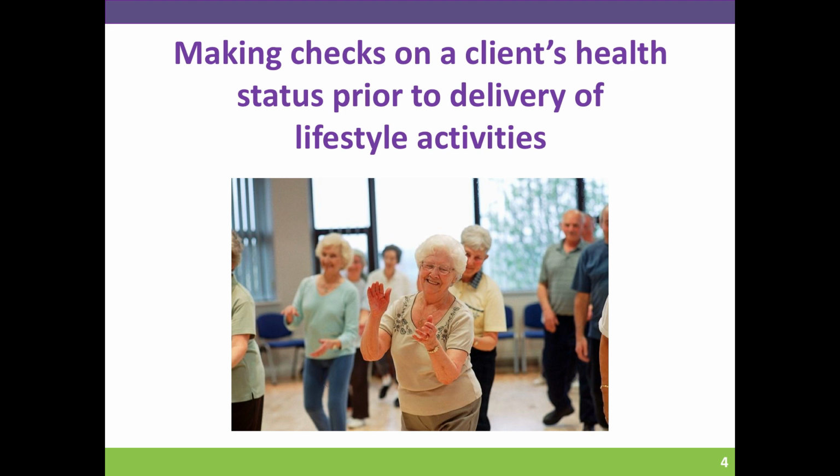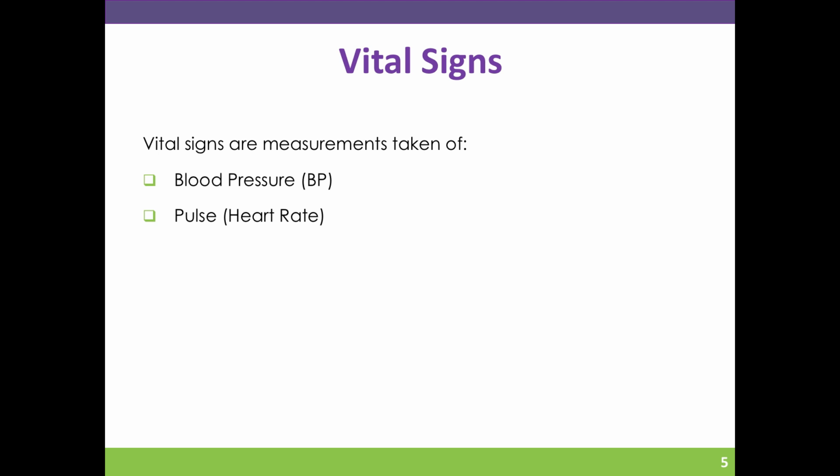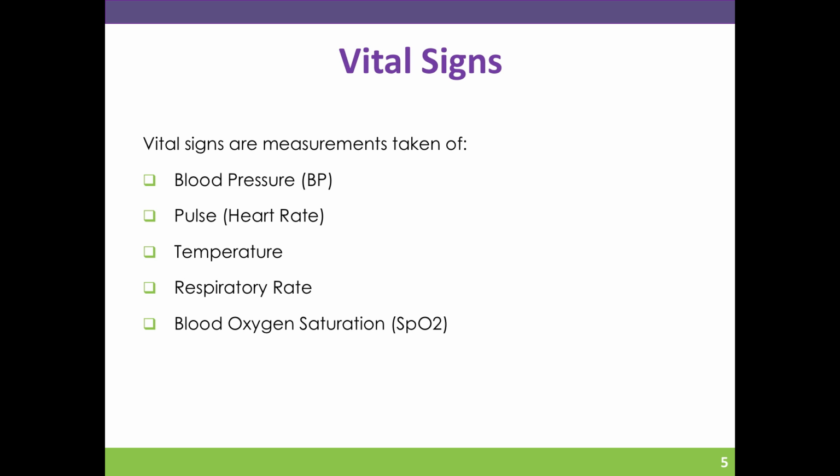One of the most common checks that are completed on clients and residents within aged care facilities and the community is to check their vital signs. Have you heard of this term before, vital signs? If so, do you know what vital signs are? For those of you already working in the aged care industry, you may be familiar with this term. Vital signs are measurements taken of blood pressure, pulse, also known as heart rate, temperature, respiratory rate, and blood oxygen saturation.